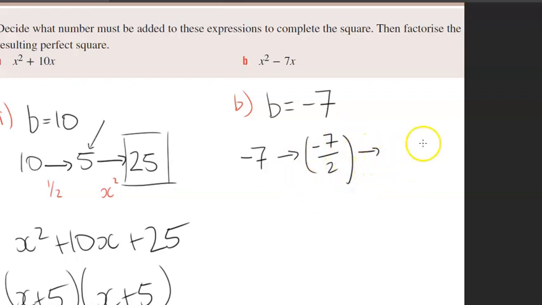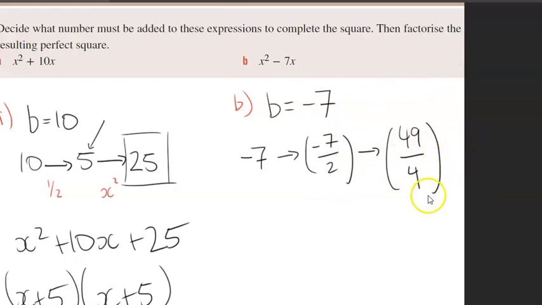And then we square this. So when we square this, we're squaring both terms. We're squaring the -7 and the 2 on the top. So this ends up being 49 over 4. And the negative disappears because a negative squared turns into a positive. Negative times negative gives me a positive. So right now, this is the format that we leave it as, 49 over 4.